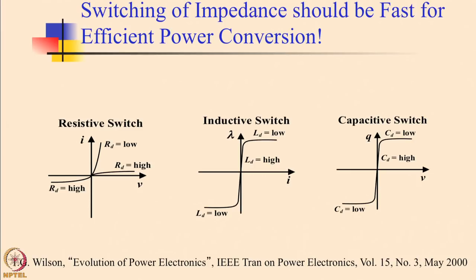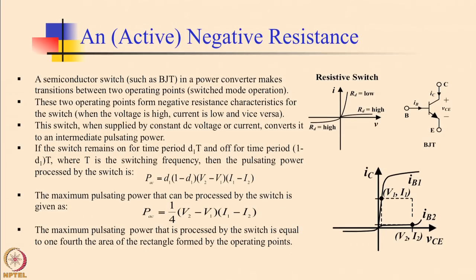It is important to note that high efficiency demands that the switching of the impedance should be as fast as possible. So for example, if you are talking about a DC to DC converter or a DC to AC converter, this negative resistance active switch, which switches between a very high value of resistance and a very low value of resistance, is shown. You can see that we have drawn the same switch characteristics on the right side.